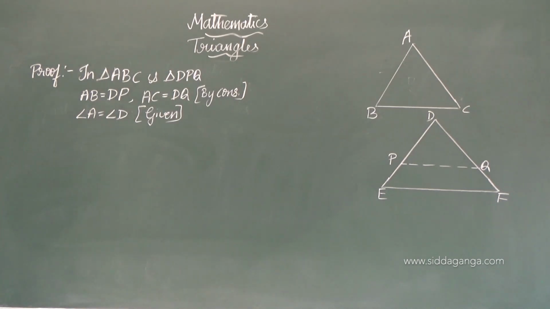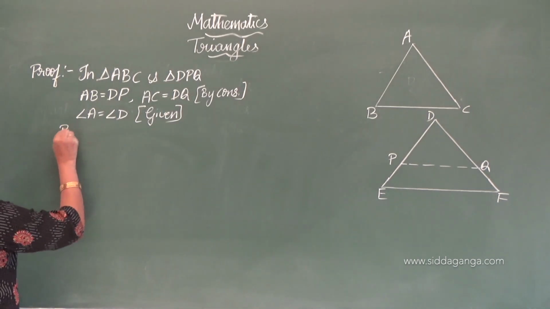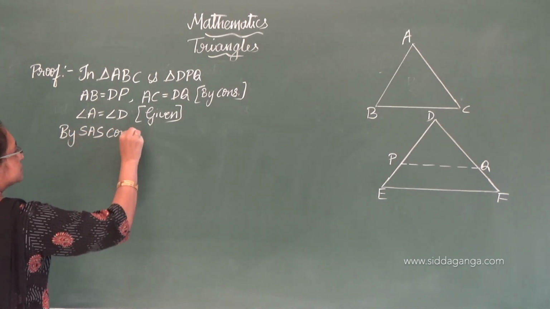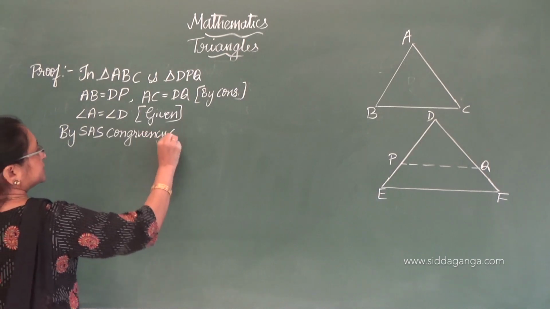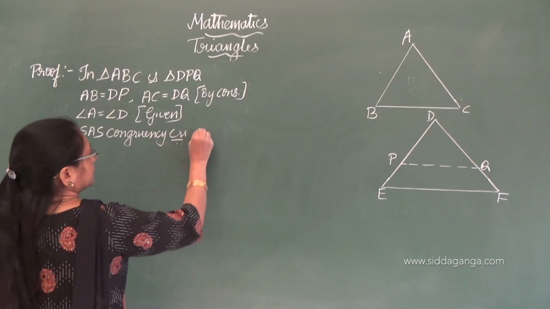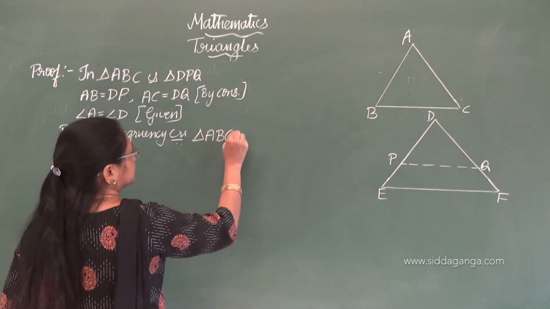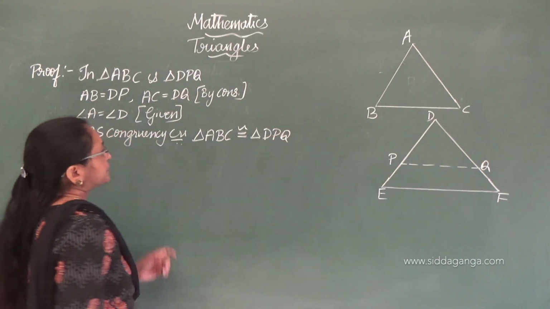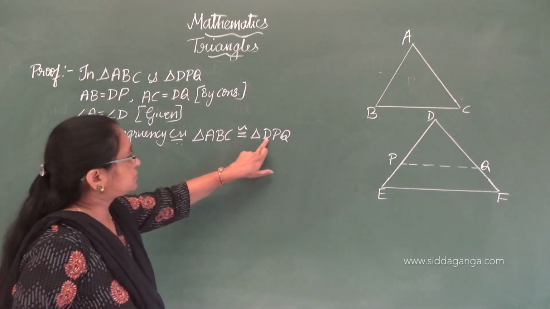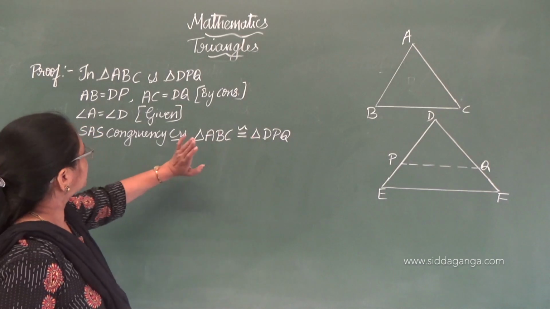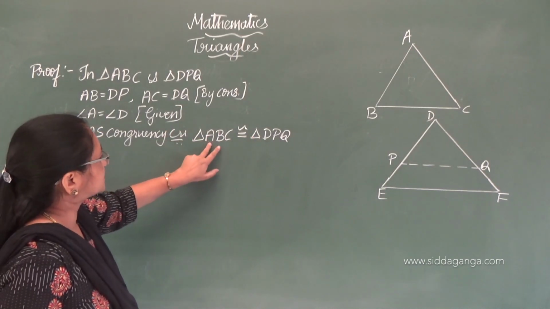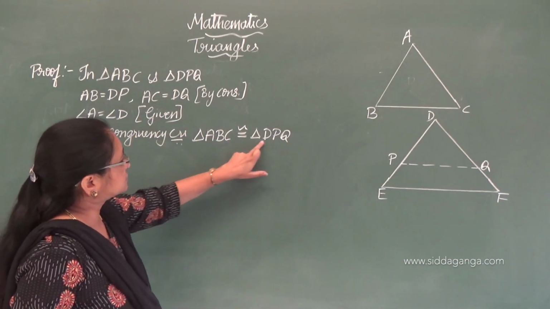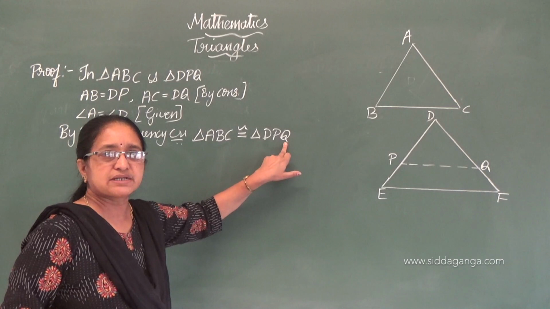So, let me write that. By SAS congruency criteria, triangle ABC is congruent to triangle DPQ. Okay. Why? Because angle A is equal to angle D, and also two sides are equal, that is AB is equal to DP and AC is equal to DQ, correct, by construction.